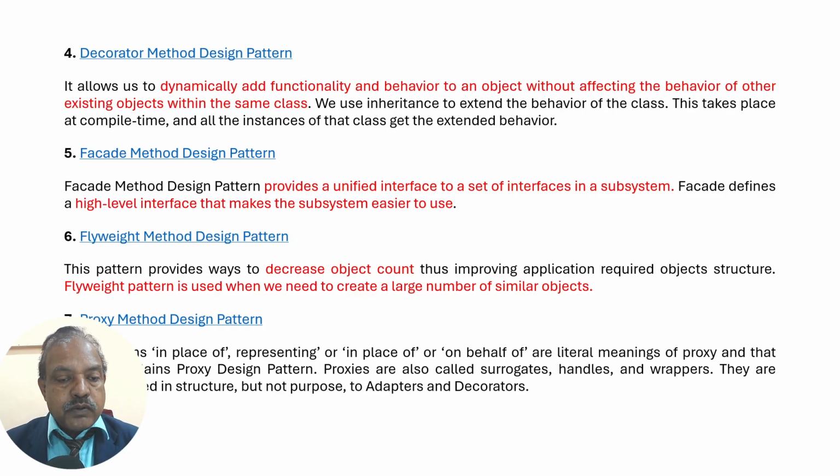And the sixth one is the flyweight method of design pattern. This pattern provides a way to decrease object count, thus improving the application's required object structures. The flyweight pattern is used when we need to create a large number of similar objects. We go for the flyweight method of design pattern. The seventh one is the proxy method of design pattern. Proxy means in place of, so representing, in place of, or on behalf of are all the literal meanings of proxy, which directly explains the proxy design pattern.